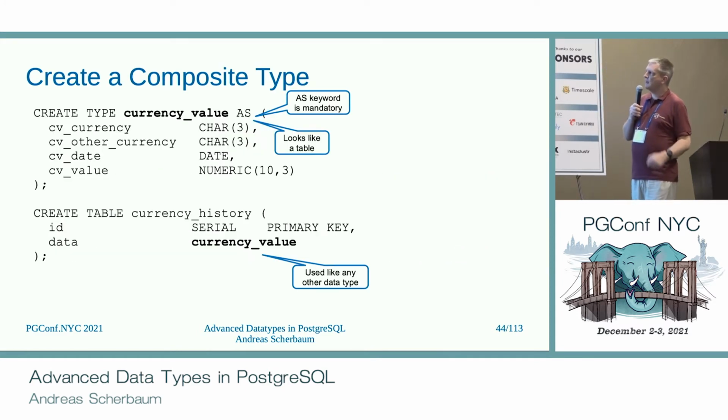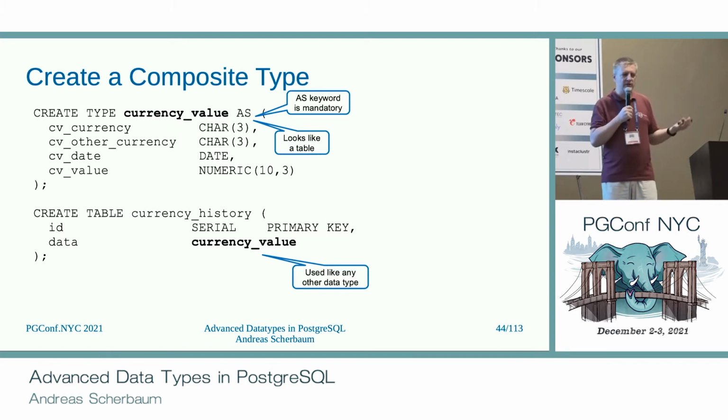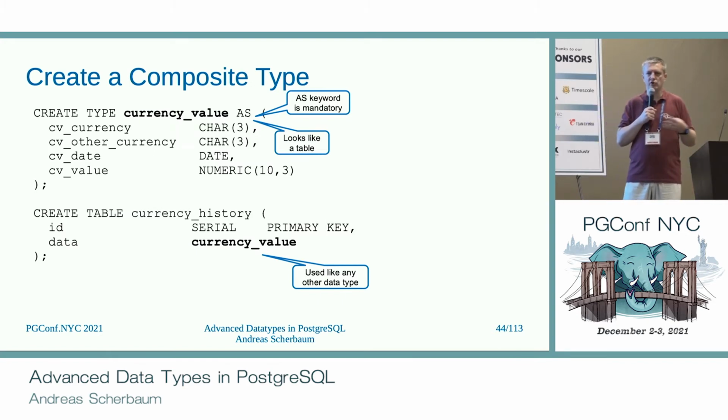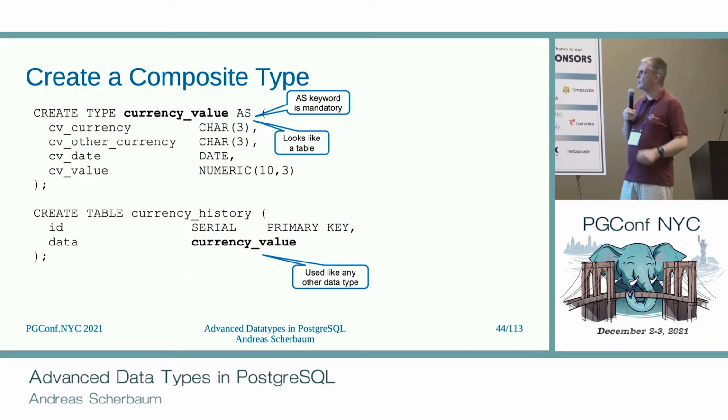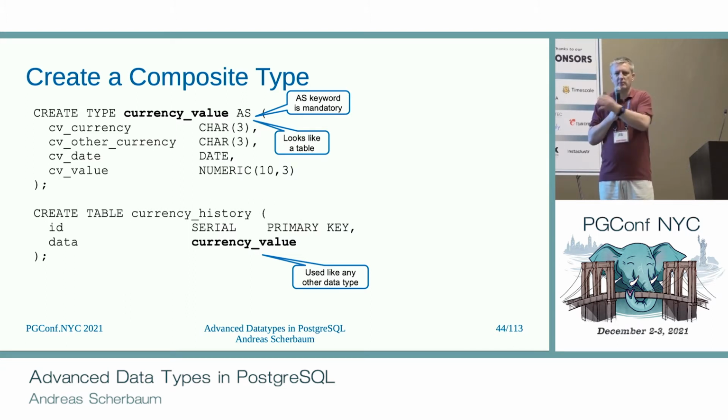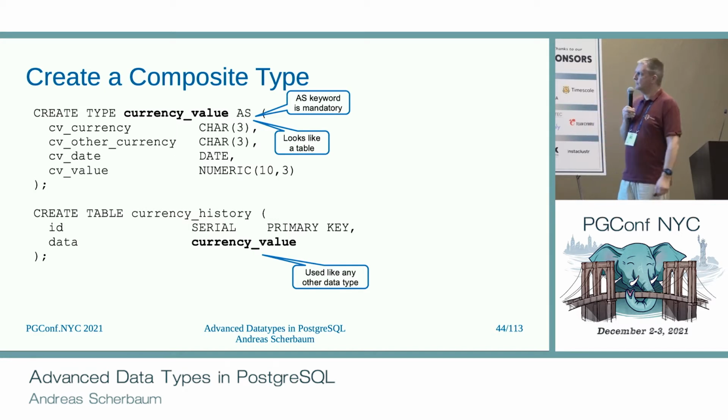So I talked about money before, and one of the common use cases is that you want to store some currency exchange rates. You always have one currency, another currency, a value for the exchange rate, and a date or a time. This always goes together. You always have these four values. It would make sense to group them together into one composite type. We could also do 4 columns, but whatever.